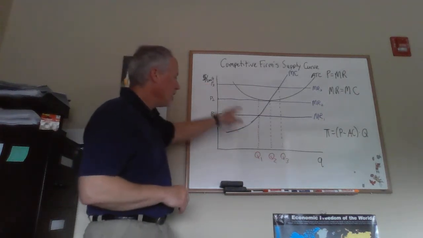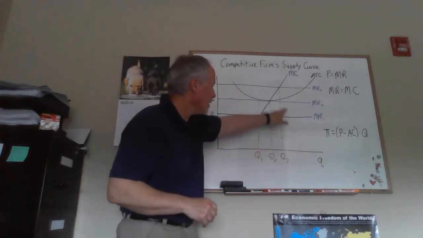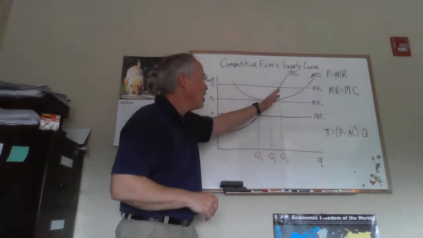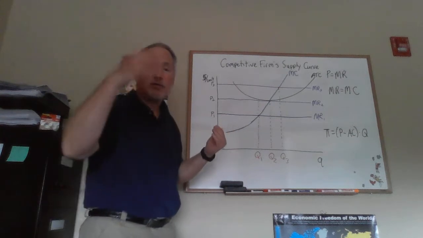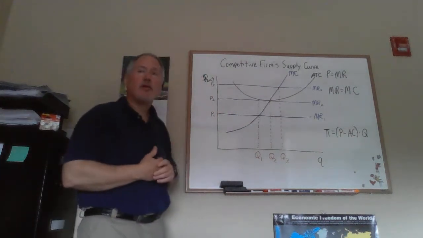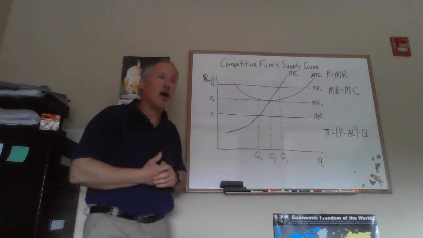And then at P3, they'd be maximizing profit at Q3. We can see that the price is greater than the average cost here. So they'd be making a positive profit because P is greater than this average cost here. And the firm would be making a positive profit.